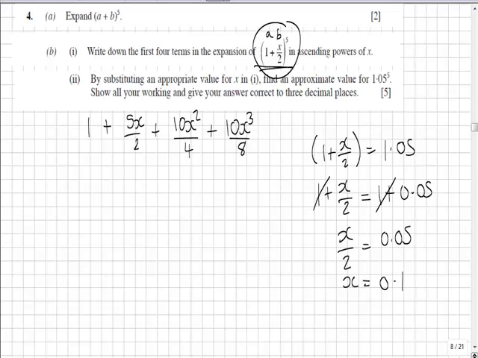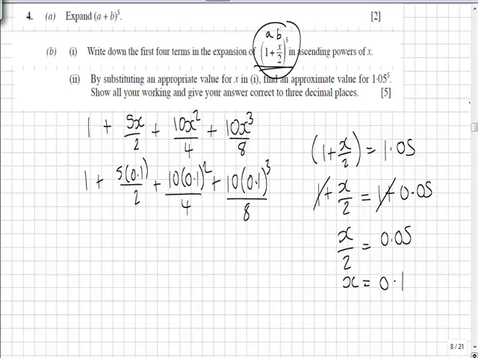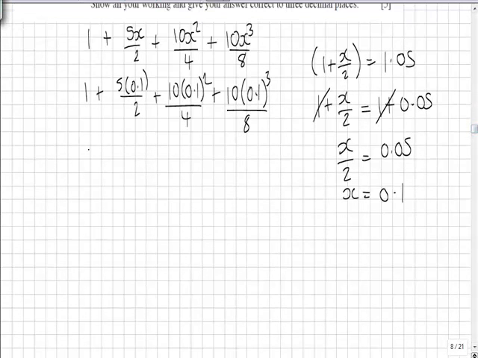Now we know that x is equal to 0.1, we can substitute that into the first 4 terms we found in part 1. So we're going to get here 1 + 5 lots of 0.1 over 2, plus 10 lots of 0.1 all squared over 4, plus 10 lots of 0.1 all cubed over 8. Getting to this stage, just expand everything out a little bit.